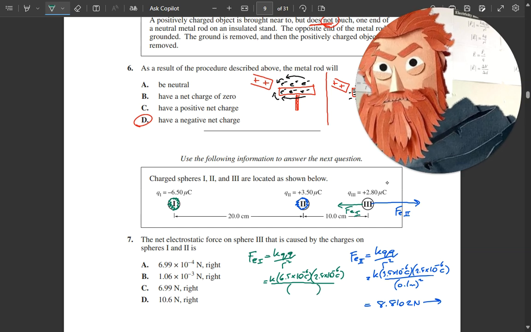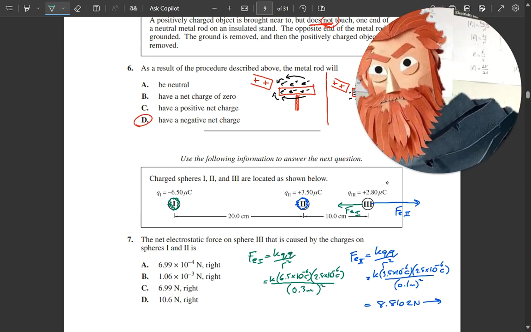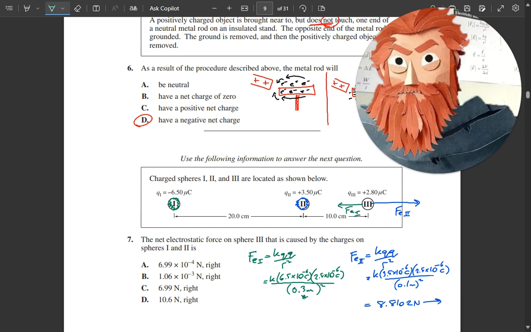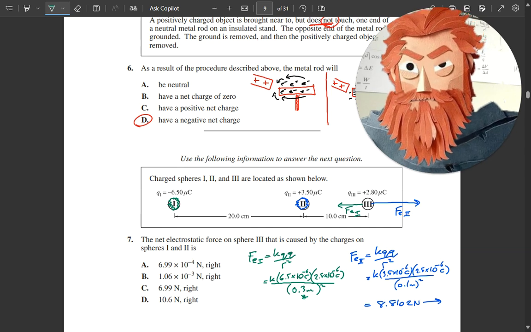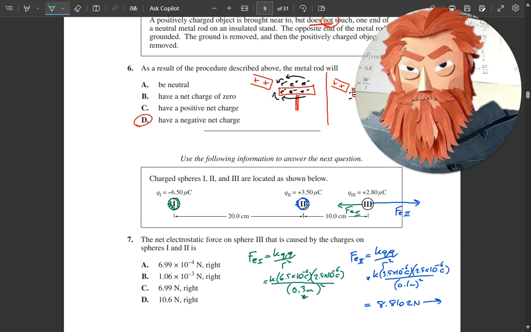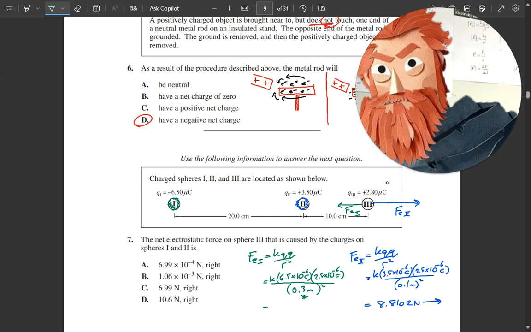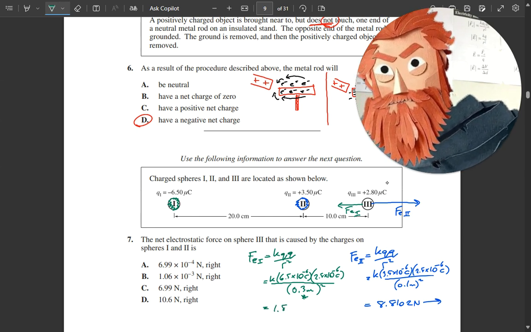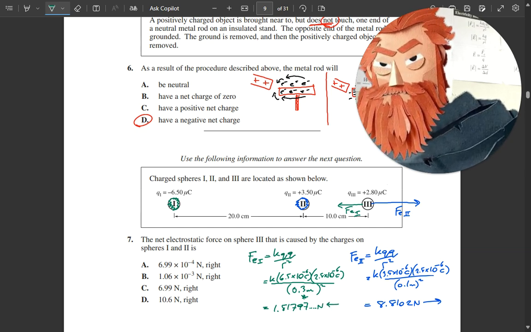Now this is going to be my total distance, so the whole 30 centimeters. So 0.3 meters squared, that's going to be very important there. So 8.99 times 10 to the 9 times 6.5 e to the negative 6 times 2.8 times e to the negative 6 divided by 0.3 squared. Make sure you square that. And this one is not going to be as big, 1.8179 newtons, but that's going the other direction.